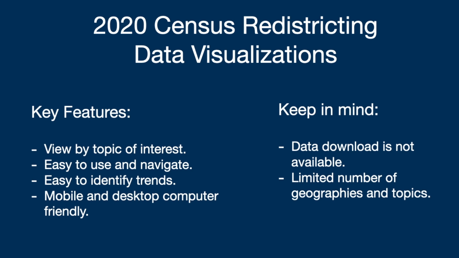Differently from the FTP and data.census.gov, when accessing data from a visualization, you are only able to interact with the data while using the visualization, since you cannot download the data. On the other hand, by visualizing the data on a map, it becomes easier to spot trends. Let me take you to the 2020 Census Data Visualizations. To locate the data visualizations, click on the link above or on the description of this video.